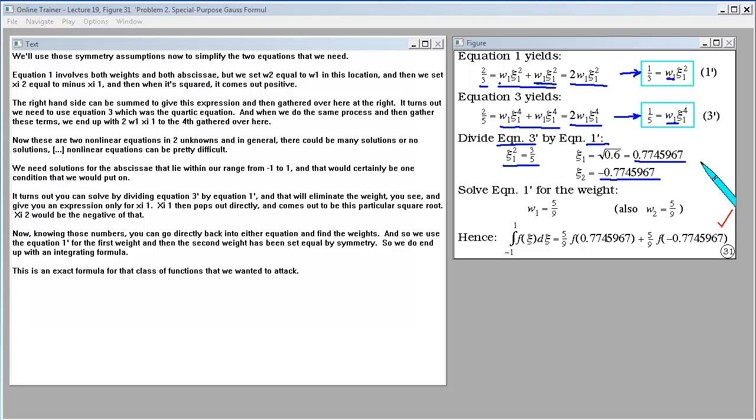Now, knowing those numbers, you can go directly back into either equation and find the weights. And so we use equation 1 prime for the first weight, and then the second weight has been set equal by symmetry. So we do end up with an integrating formula. This is an exact formula for that class of functions that we wanted to attack.